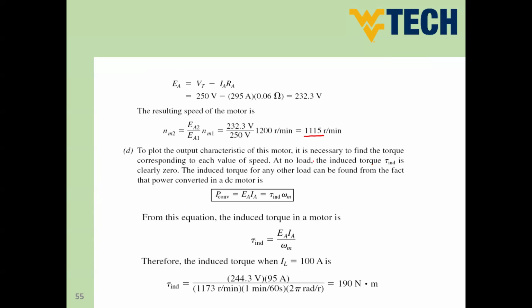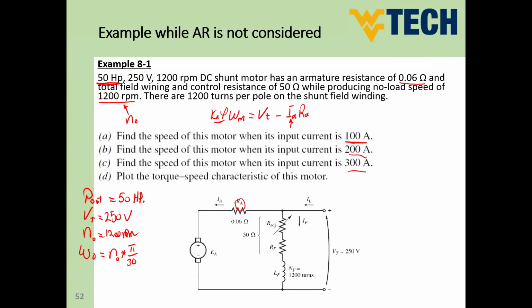Now, in part D, plot the torque speed characteristic of this motor. In order to plot the torque speed characteristic, at every operating point, you need to know the value of your torque. How can we do that? So, you know that torque equals Ka times phi times armature current. So, if you have the value of Ka phi, you can get the torque at every current here.